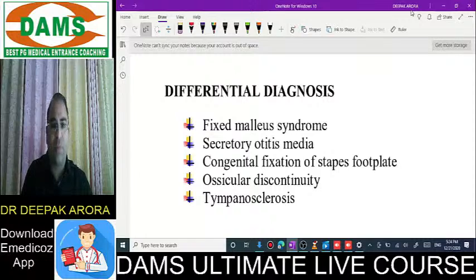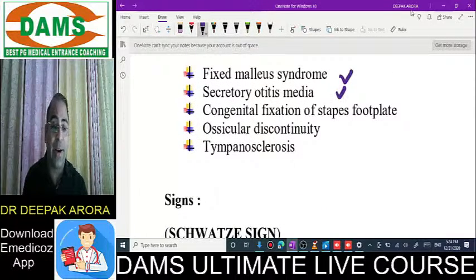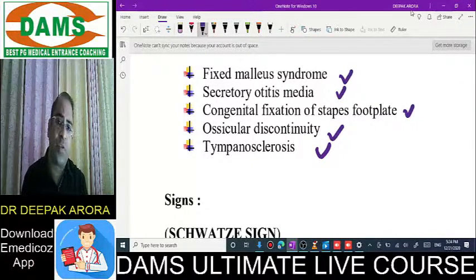Fixed malleus syndrome, secretory otitis, congenital fixation of the stapes. Yeah, one of the most common. It is the most common pathology of congenital abnormality of middle ear, ossicular discontinuity, or it can be tympanosclerosis. So these are the 5 important differential diagnoses of otosclerosis. Again, fixed malleus syndrome, secretory otitis media, SOM or ASOM. It can be congenital fixation of stapes or malleus, or it can be tympanosclerosis.